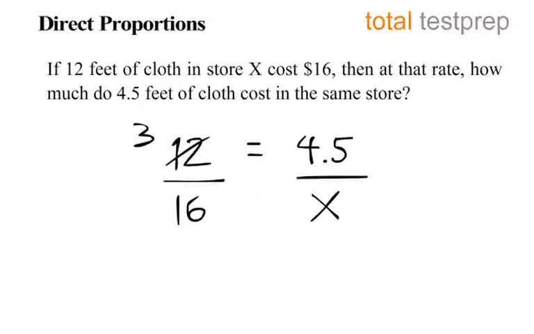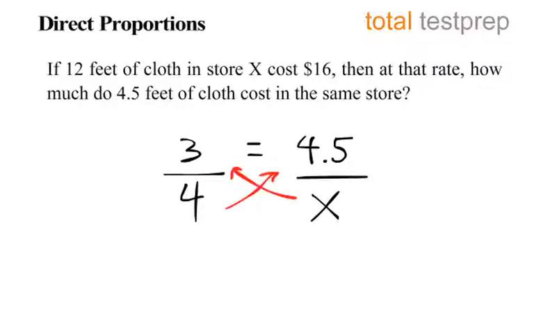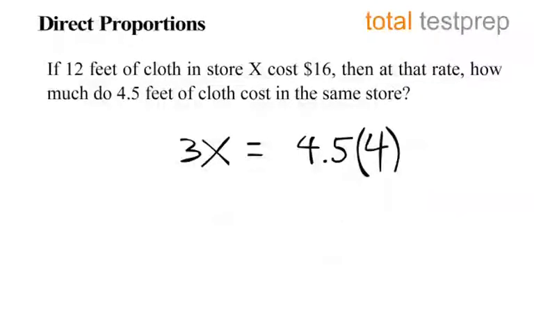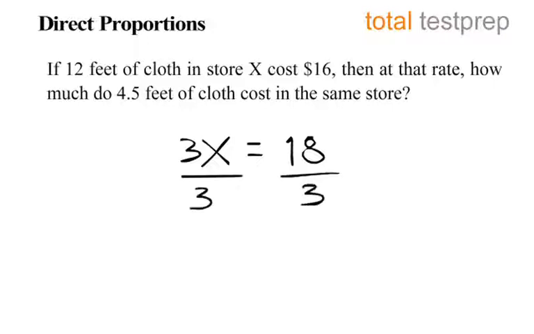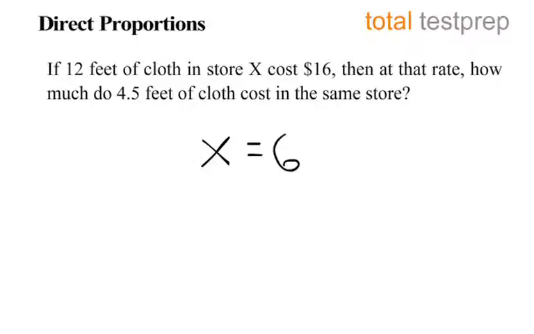We'll reduce first before we do anything else. Whenever you see a fraction, always reduce first. So you can divide the top by 4 and the bottom by 4, and you get 3 over 4. And now we can cross multiply. 3x is equal to 4.5 times 4. 3x is equal to 18, because 4.5 times 4 is equal to 18. Divide both sides by 3, and you get x is equal to 6.